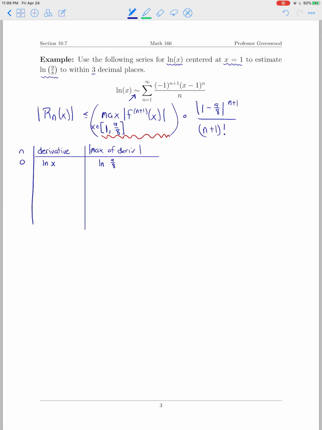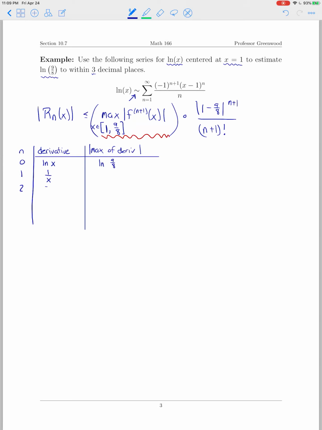And so in this case, that's not a particularly useful bound for the error because, again, that's a bound that's in terms of the number I'm trying to estimate to begin with. And so that's not going to help me. But I can now start taking derivatives of the natural log. And so the first derivative is 1 over x.